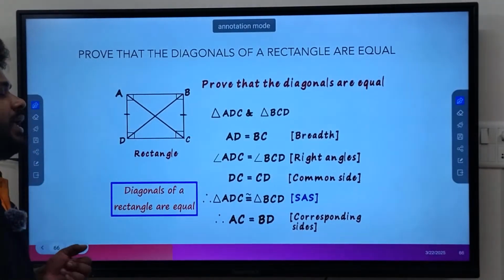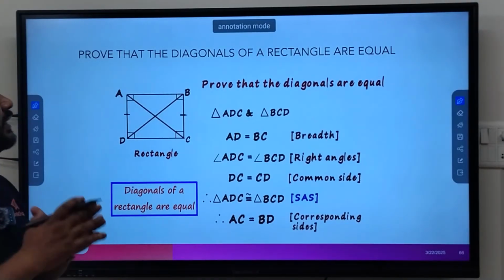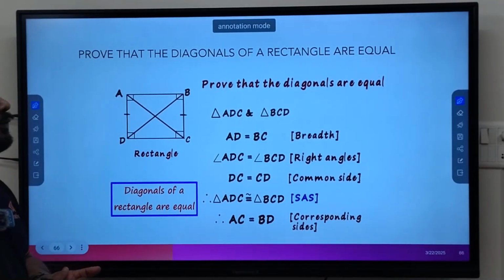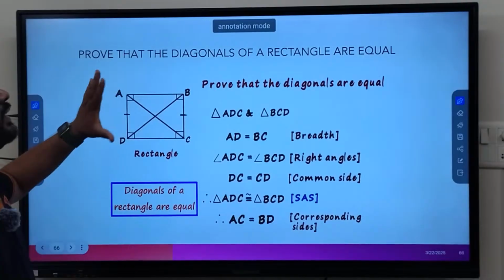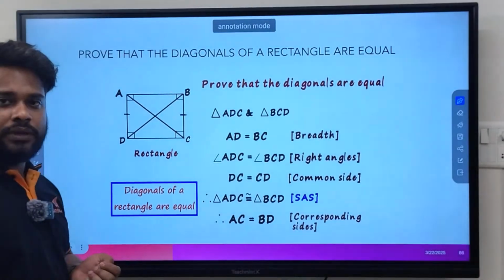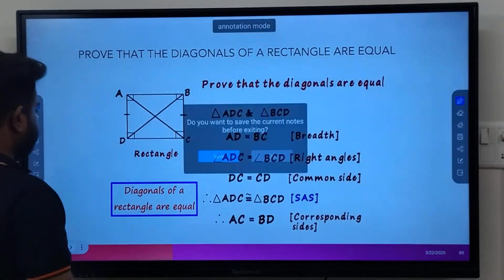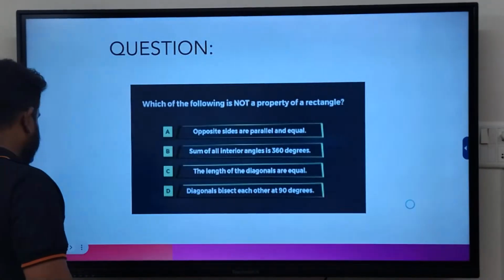So diagonals of a rectangle will be equal. This is the proof that diagonals of a rectangle are equal. Okay, right. Let's go to the next one.